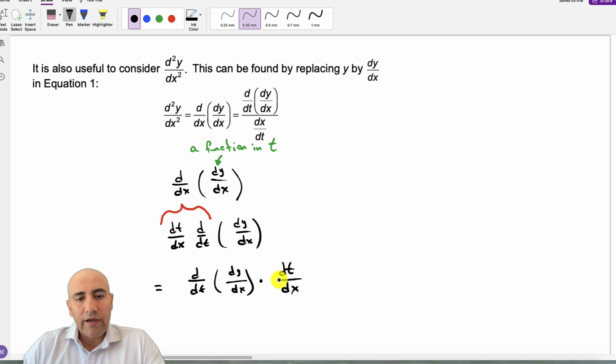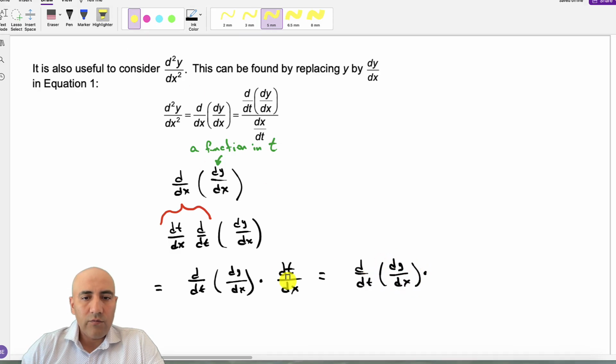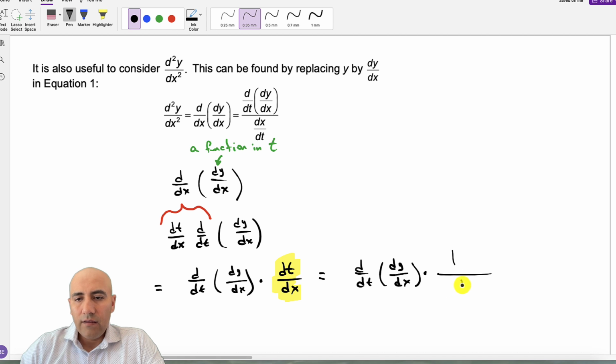And then I'm going to rewrite this as d/dt of dy/dx times, and then for this guy, all I'm going to do is flip it. I'm going to rewrite it as 1 divided by dx/dt. Instead of having a derivative of t with respect to x, what I can find is a derivative of x with respect to t, and then flip it underneath 1. Good. Okay, so this last one is exactly this right here.